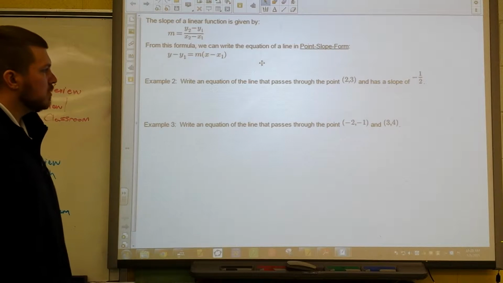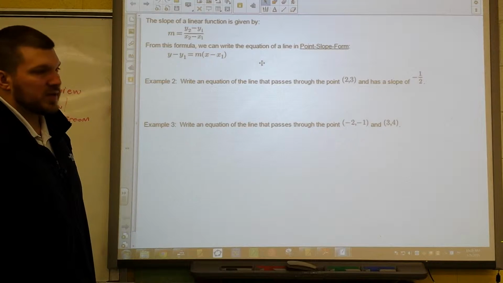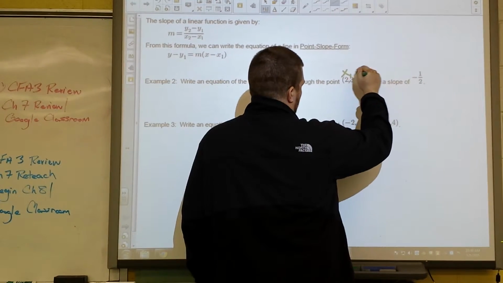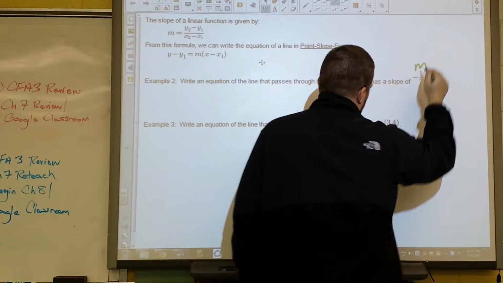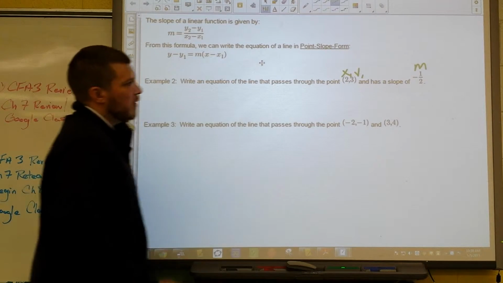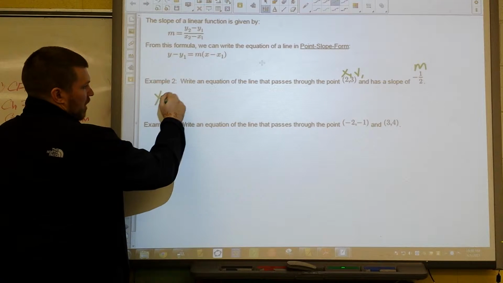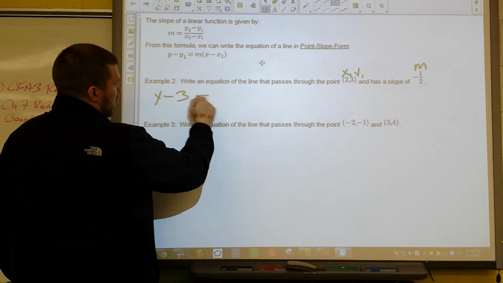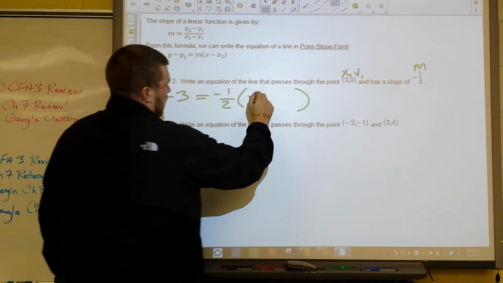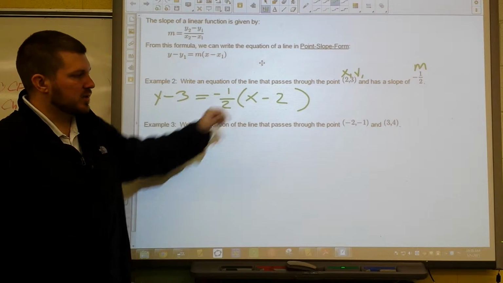So in example 2, we're writing the equation of a line that passes through the point (2, 3) and has a slope of -1/2. Well, first off, this is my x1, this is my y1, this is my m. So when I plug into my formula, because I'm writing the equation of a line, I have point slope, so that's the equation I'm going to use. So I have y minus y1 equals my slope, -1/2, times the quantity x minus 2. Now, it's very important that you include the parentheses here.